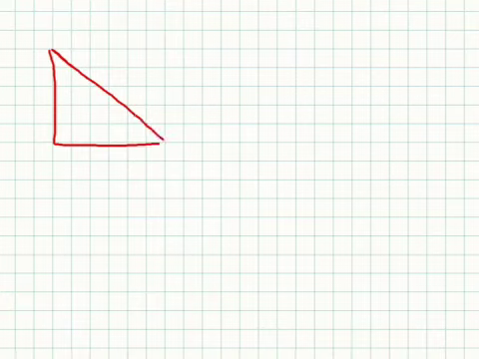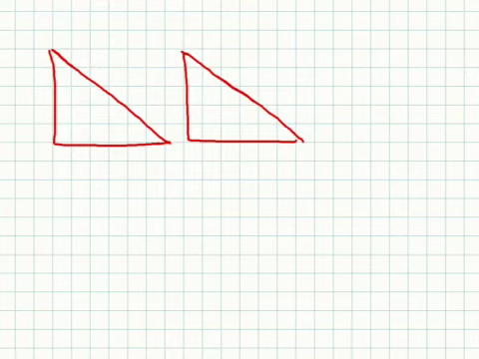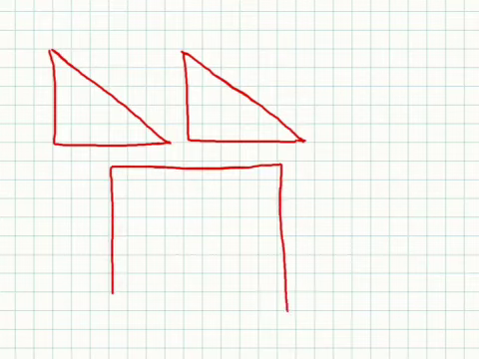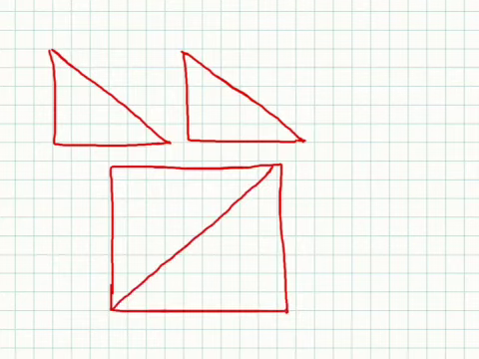Okay, for instance, if I have two right triangles that are the same size, if I put those together, I can end up with a square. You guys have done this with your tangrams. So I can combine these two right triangles and put them together to make a square.